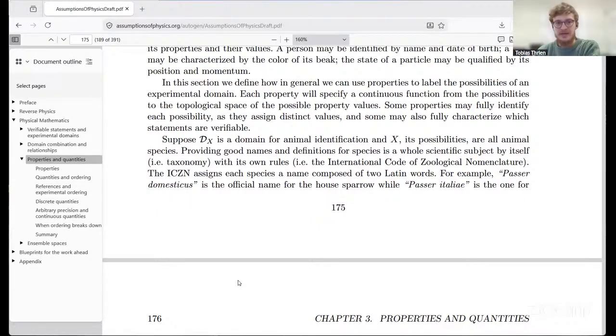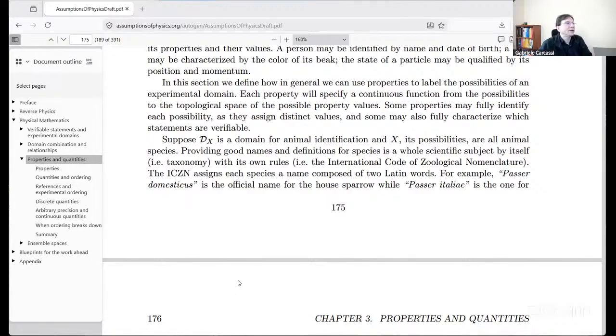Okay. So you have an experimental domain. For the experimental domain, you get the possibilities, and the verifiable statements are a topology on top of them. Okay, yeah, I got that confused. Those are the points, and on top of them is the defined topology. Yeah, it is the same topology we're talking about all the time.